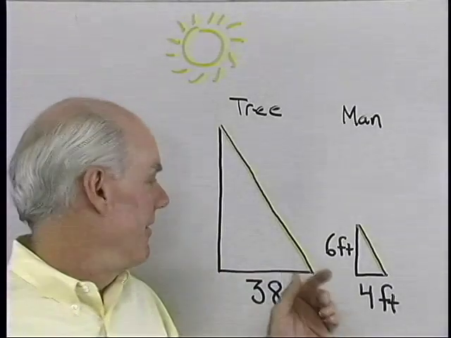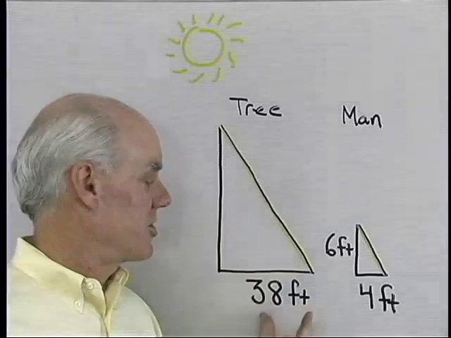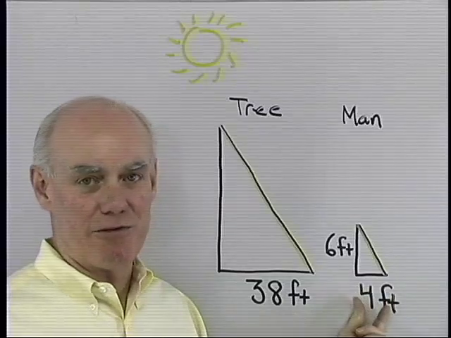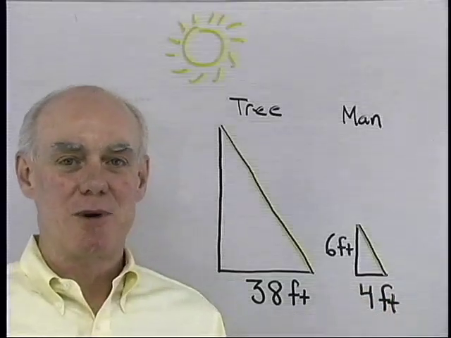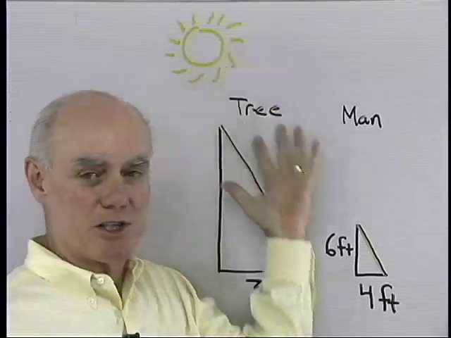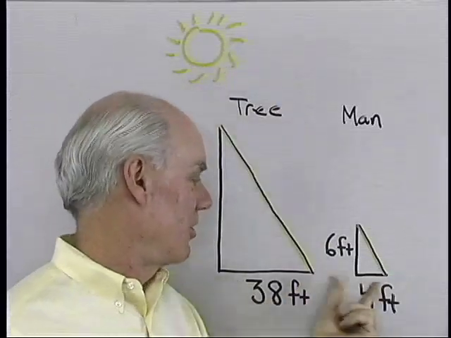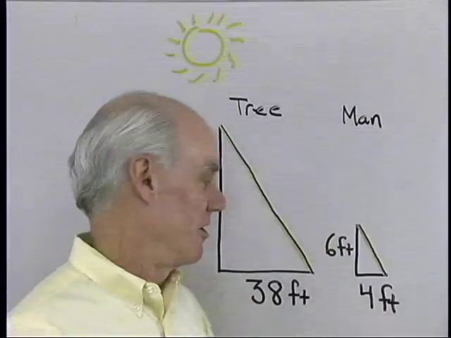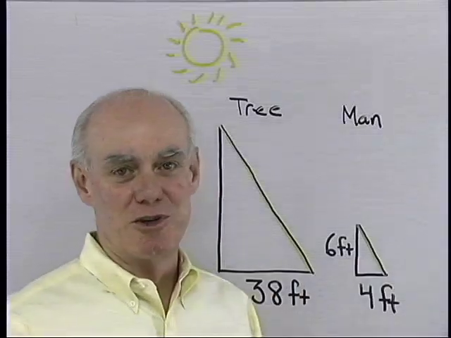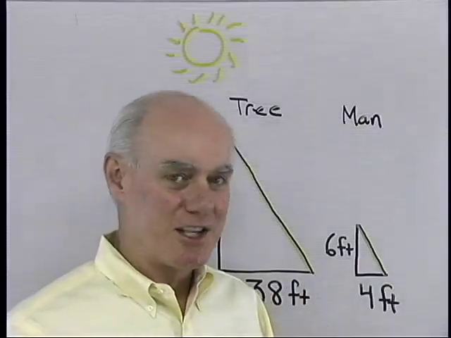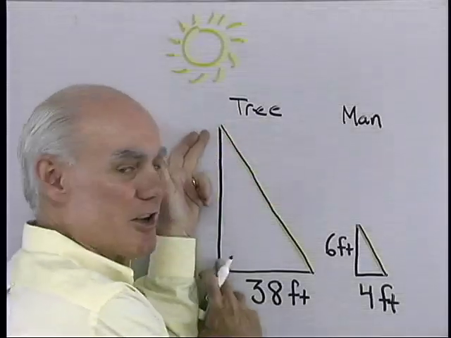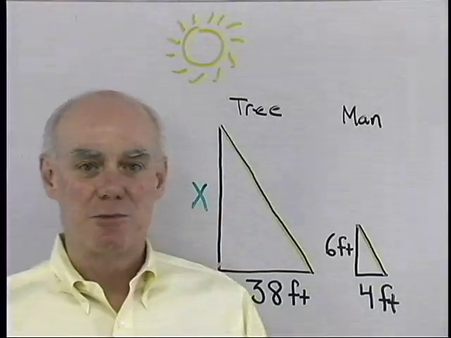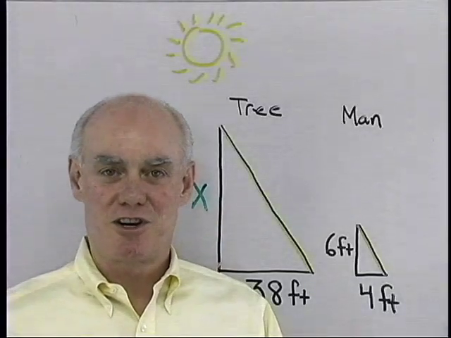In this problem, we have a tree that casts a shadow 38 feet long when a 6-foot man casts a shadow 4 feet long. Now, what you have to assume about a problem like this is that the rays from the sun are what cause these shadows to be whatever length they are, and that the rays from the sun come down parallel to each other so that we end up with two similar triangles right here. So if that's the case, then we can find the height of this tree using our property of similar figures that says corresponding sides are in proportion.